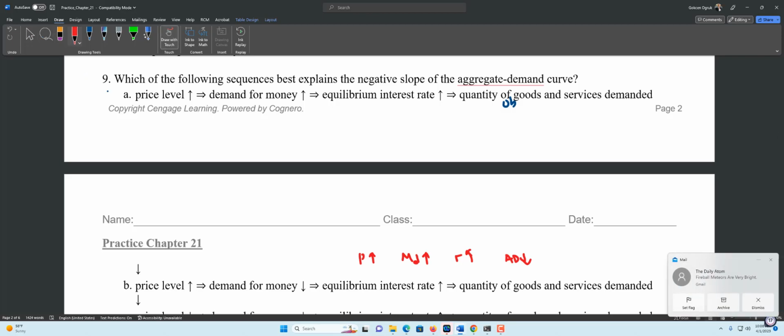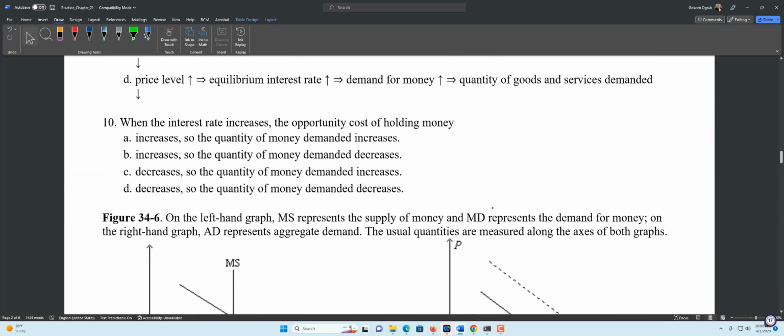Therefore, the right answer is A. Question 10. When interest rate increases, the opportunity cost of holding money increases because you could earn interest if you don't hold money. So the quantity of money demanded decreases. Remember, the money demand is the demand for cash. For that reason, right answer is B.